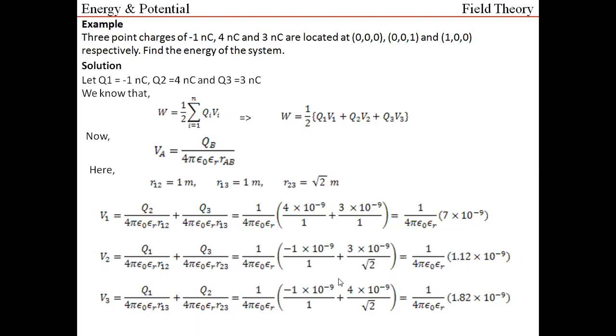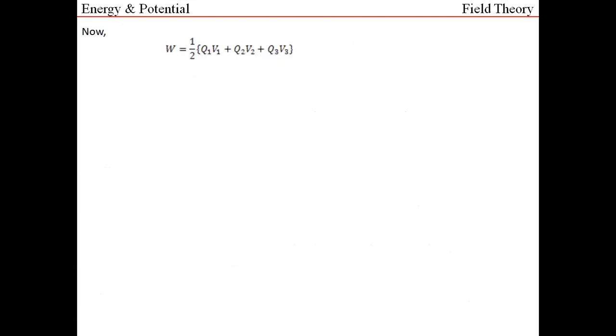Fine. So now we have the value of V1, V2, V3. So we have to simply substitute these values in this expression and get the value of energy of the system. So if we substitute the values, we have to basically multiply V1 with Q1. Q1 was minus 1 nanocoulombs. This was 4 nanocoulombs and this is 3 nanocoulombs. The result that I would get would primarily be this. If I try to solve it, it results into 13.23 nanojoules.